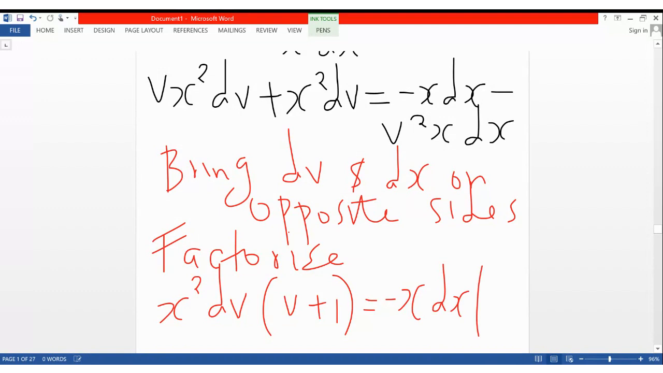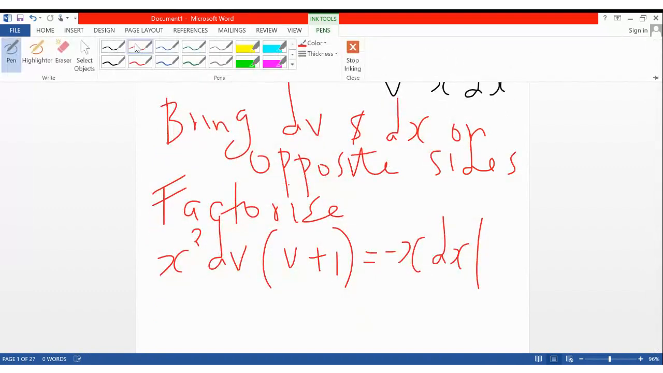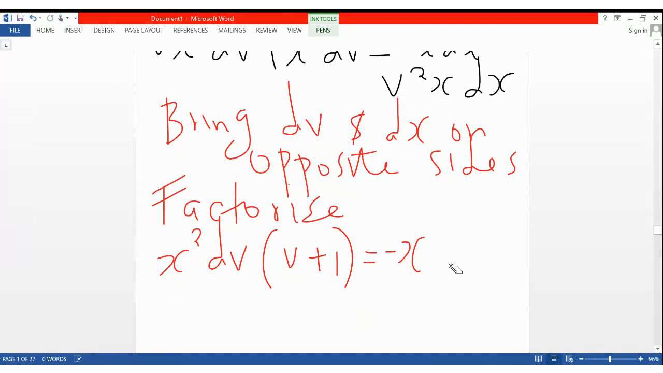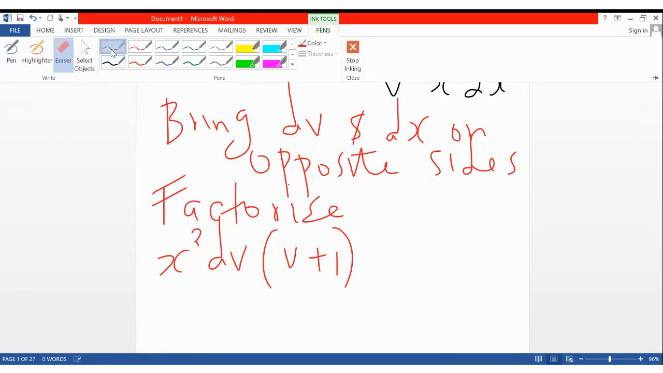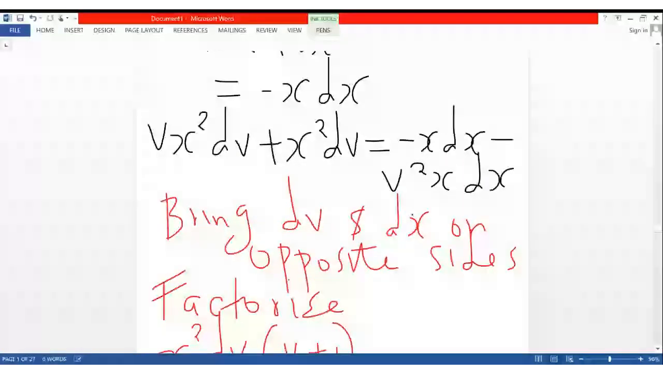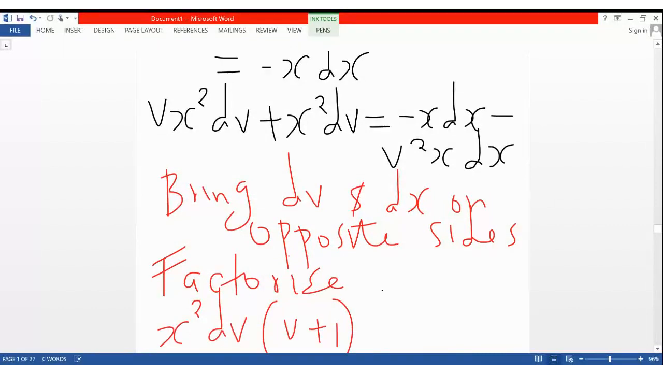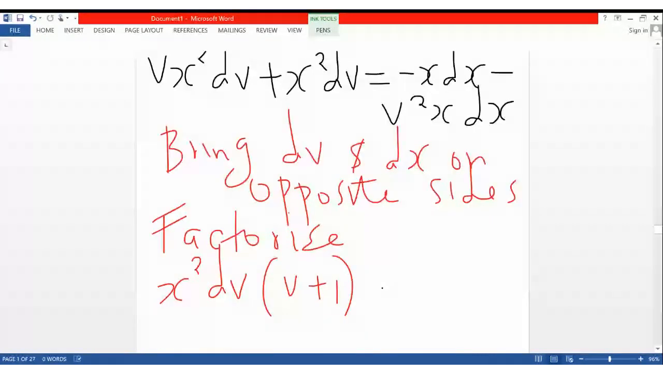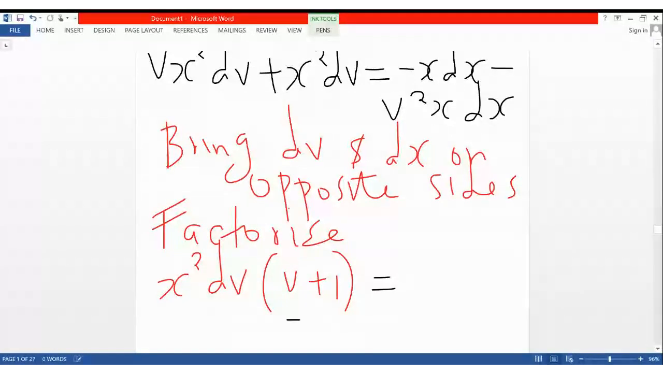When you factorize, this is what I'm remaining with. Check again. I have negative x, and x is the one that is common. So when I'm factorizing, I'll factorize it as a negative, and it will remain as negative x dx. So here I remain with only 1 plus v squared. That's what I'm remaining with. Confirm. Yes, it's correct.